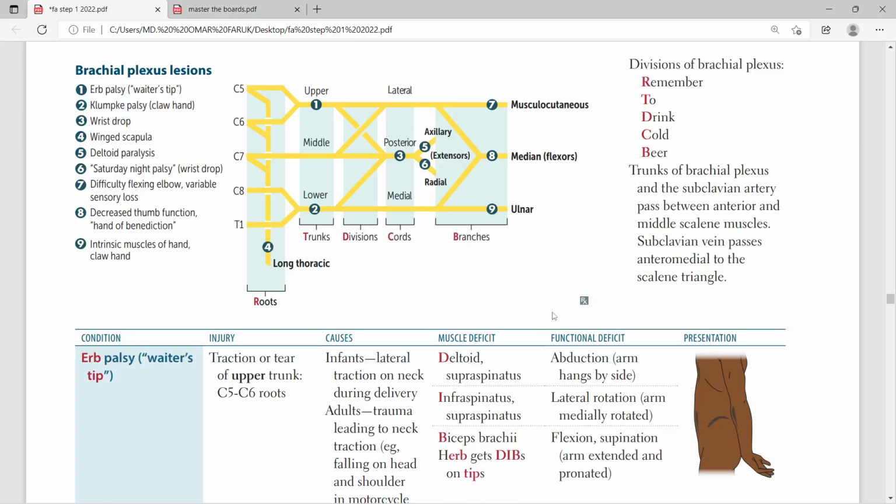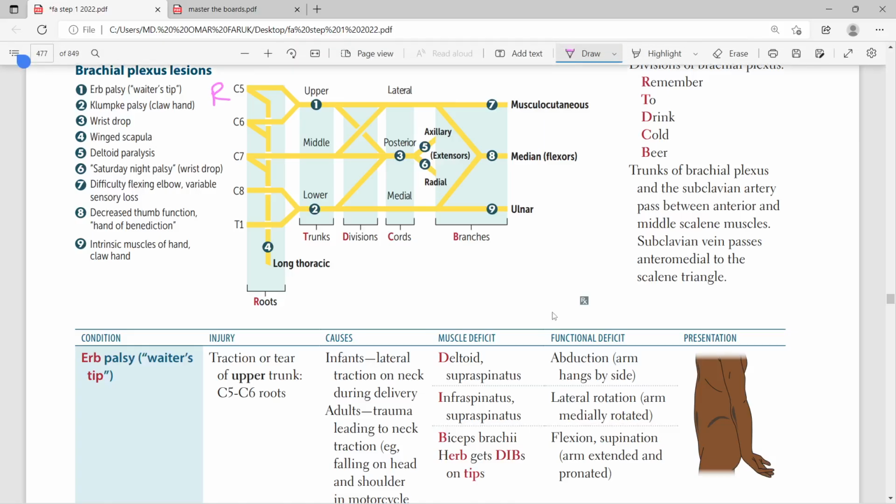In brachial plexus, there is root, trunk, division, cord, and branches. In root there is long thoracic nerve.